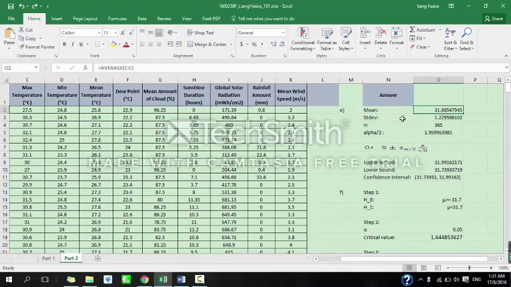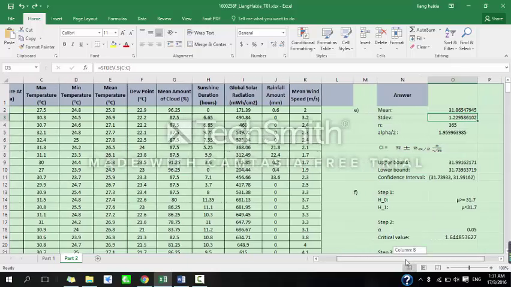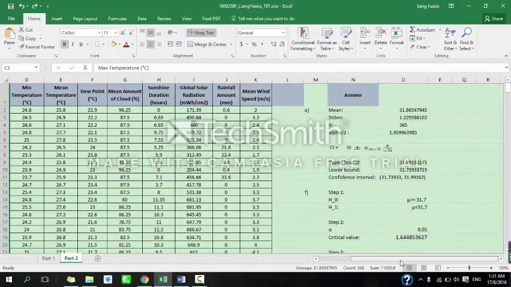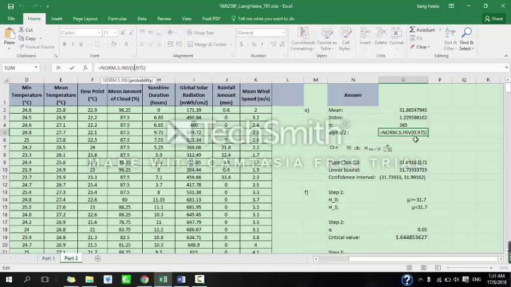And then you find the standard deviation. You'll be using equal STDEV.S, and then we select everything from C again. And then the sample size is 365. For the alpha we will be using equal NORM.S.INV, and then we key in 0.975, and then we will get the output.